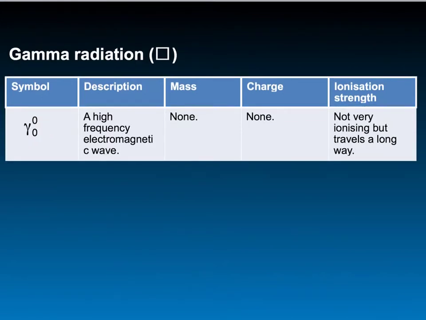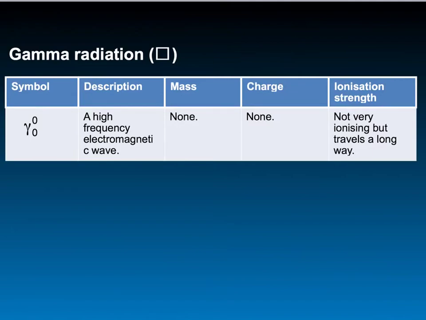And the last type of ionizing radiation is gamma radiation. It's given the symbol gamma. Its mass number is 0 and its proton number is 0. It's a high-frequency electromagnetic wave. You might remember it from the electromagnetic spectrum. It's got no mass, it's got no charge. It's not very ionizing, as it doesn't have a charge, and it can travel a very long way.